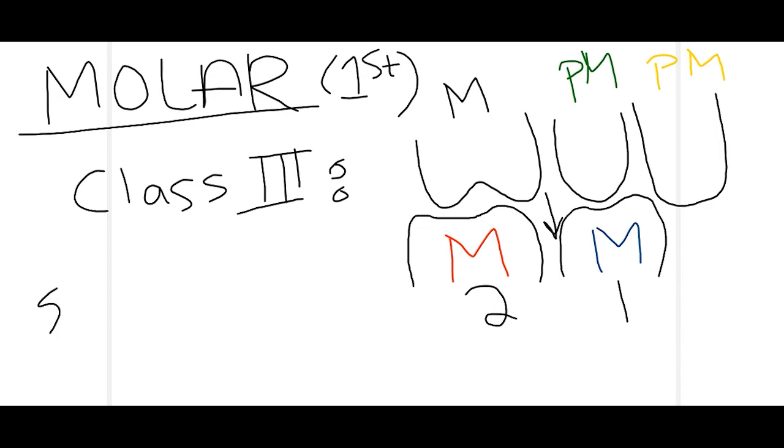And lastly, subdivision can also occur in class 3, where you can have class 1 relationship on one side and you can have class 3 relationship on the other side. So this is known as class 3 subdivision. So this was all about incisor, canine and molar malocclusion classification.